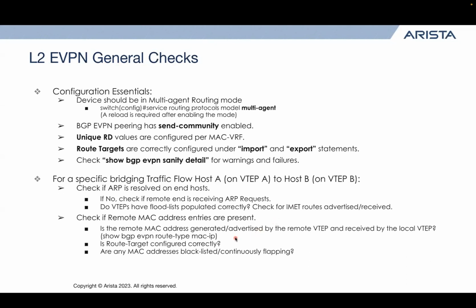The show BGP EVPN route type MAC IP is an essential part of this troubleshooting. If the nature of the impact or traffic loss is intermittent, it would be good to check if the MAC is getting suppressed or blacklisted, or it is continuously flapping over a longer period of time where it's not getting blacklisted.